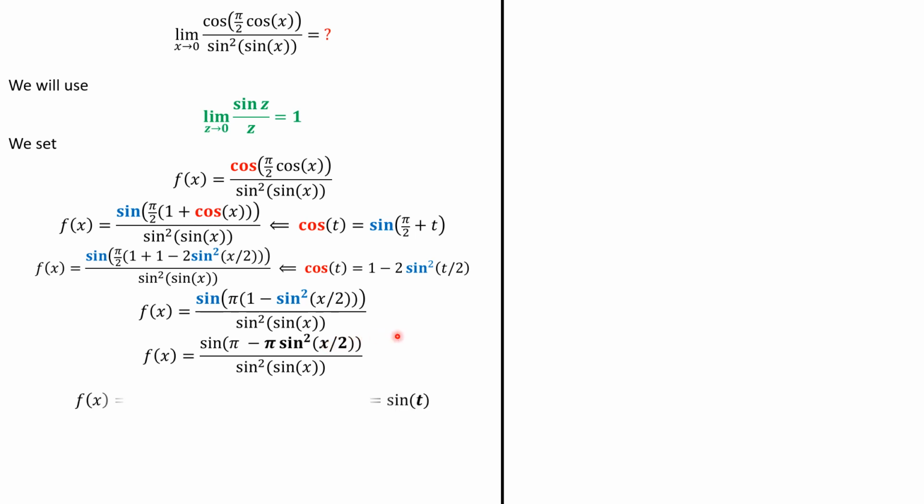We also know again that sine of pi minus t is sine t. So f(x) is also equal to this one. Now we only have sine in the expression of f.